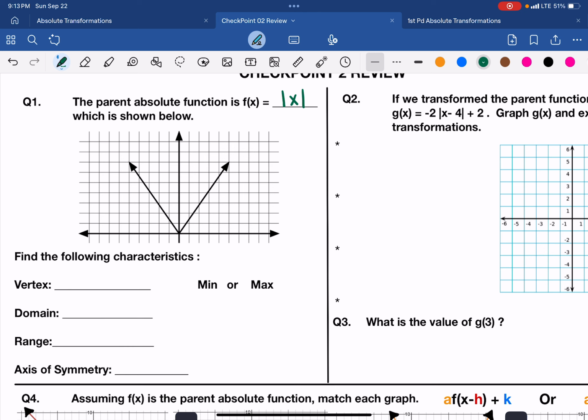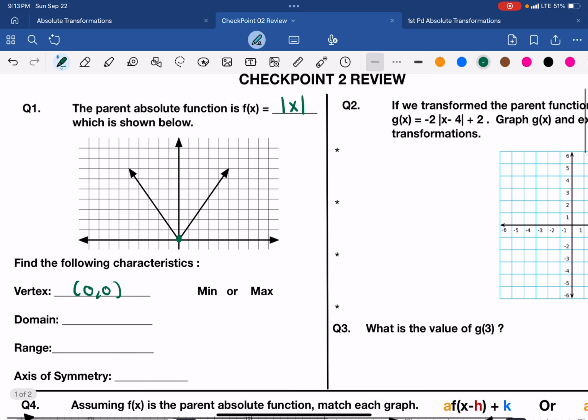The vertex is right here, and that's at the point (0, 0). The domain, remember this arrow is going up and to the left, up and to the right. And for domain, this arrow's left, arrow right. That can only mean one thing, all real numbers.